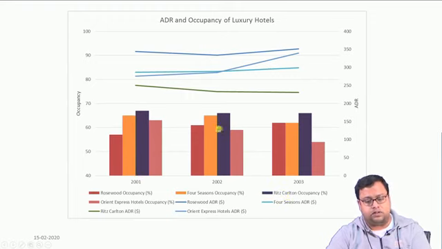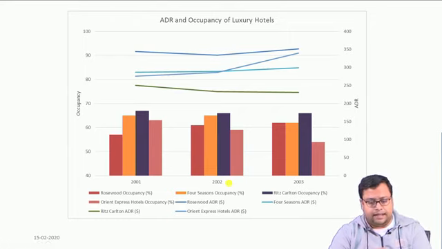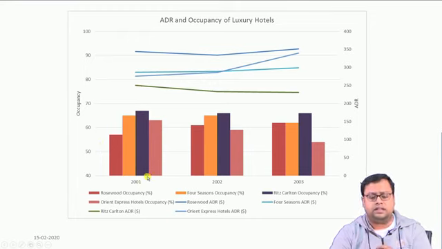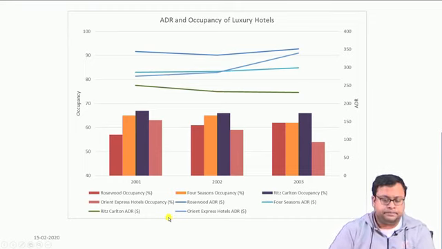Ritz-Carlton was always the leader. Four Seasons was almost equal to Ritz-Carlton at some point in 2001 and 2002, but in 2003 it dropped, and then comes Orient Express Hotel, which was slowly deteriorating. It was high, then low, and then further lower. So, this is the occupancy rate situation. Slowly, I would say that Rosewood was improving, but we have to further study how much is the actual improvement and how they can do even better.